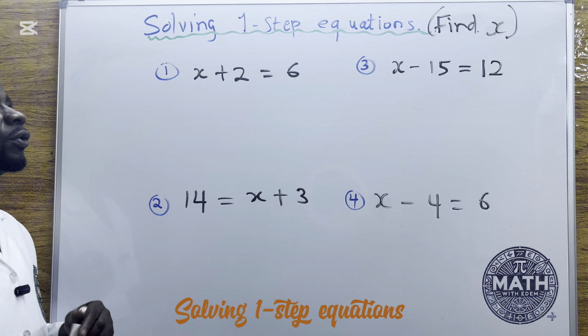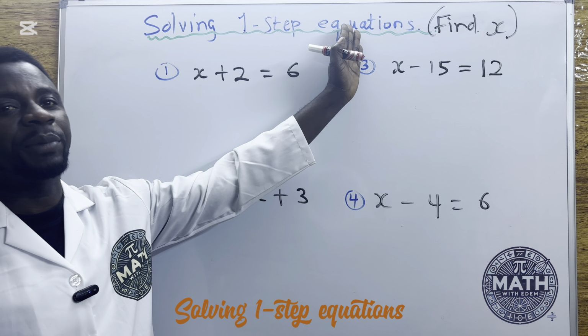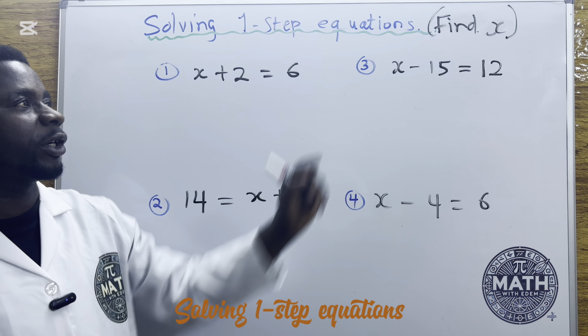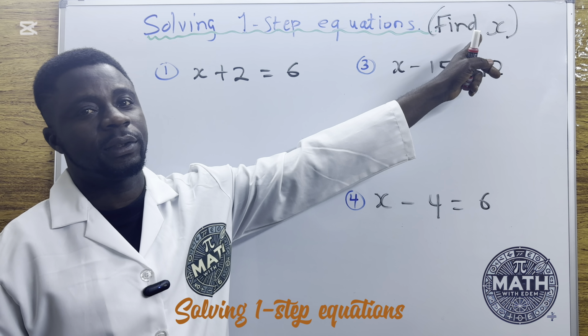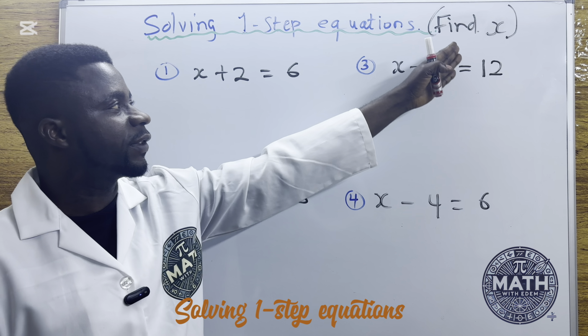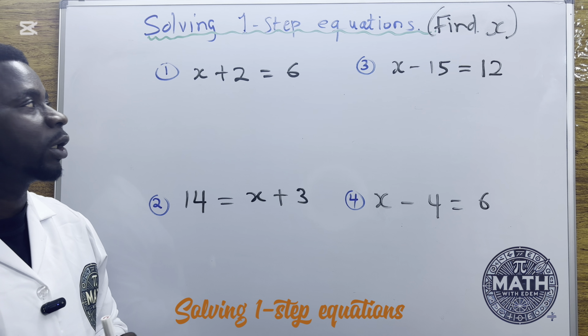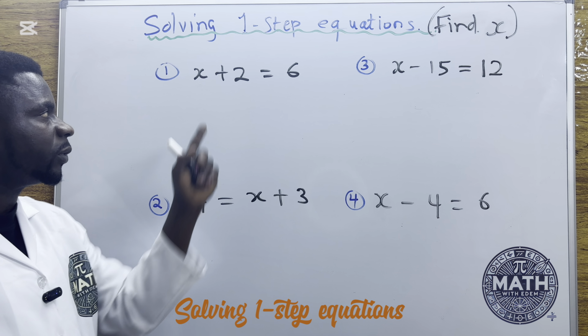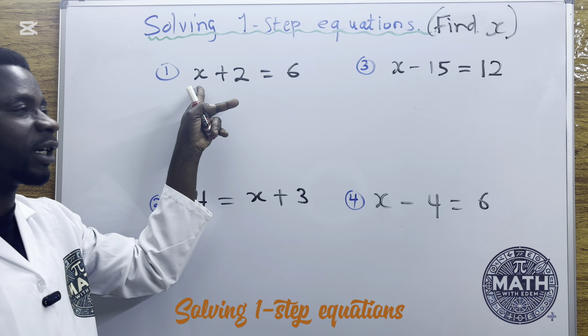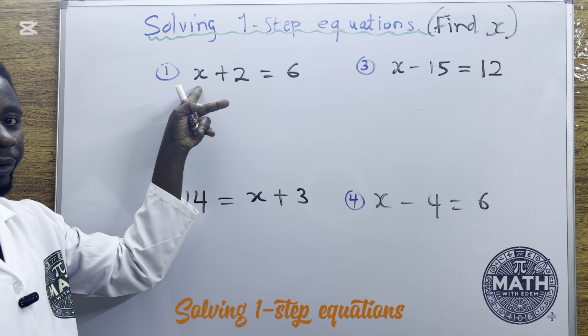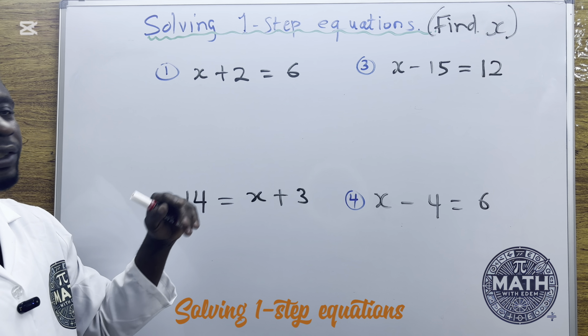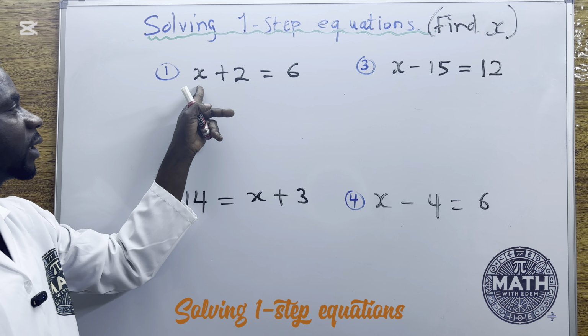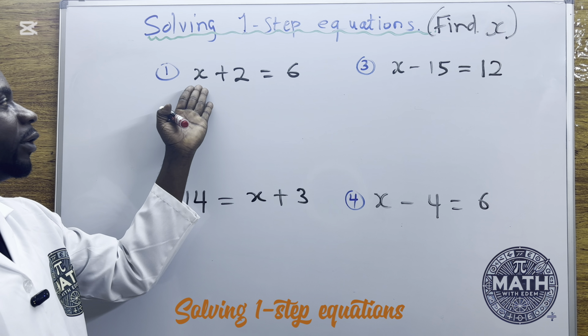In today's video, we are going to be solving one-step equations. The question says find x, so we are going to find the value of x in all the equations. In equations, x is a letter used to represent a number, so x is referred to as a variable. Now 2 is a constant and 6 is also a constant. So we are going to find the value of x.